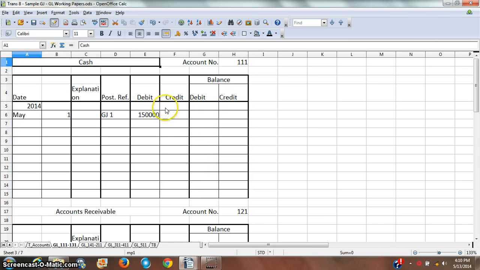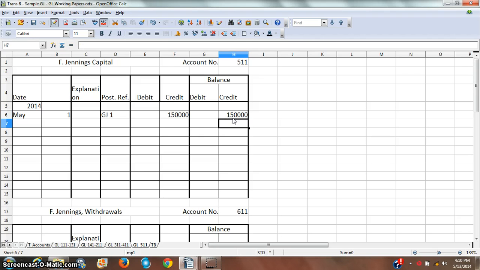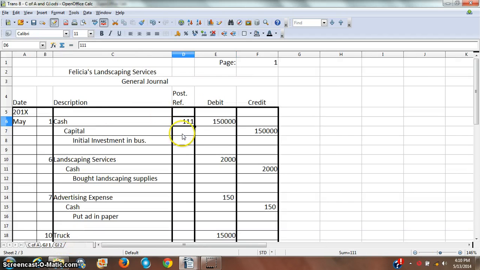So cash, we'll remember, is an asset, and hopefully you've memorized by now: AWE, after we eat, let's read comics. So cash is an asset, and I know it's one of the first three, and so it goes in this debit column here. And with capital, it's much the same thing except it's credit. Since this is the first transaction, the balance is zero before, and I'm going to add this amount here and get my balance. This will be clear once we do our second transaction. So let me put the posting reference for that.